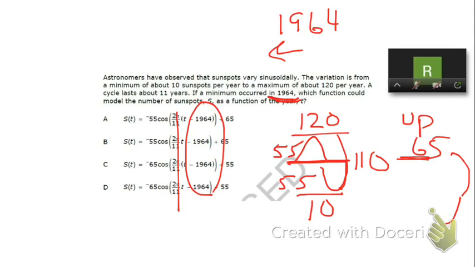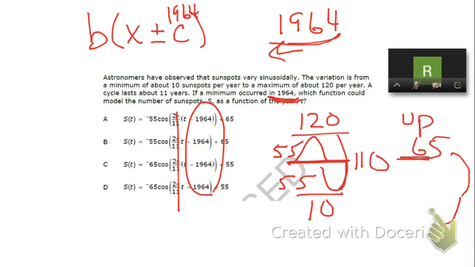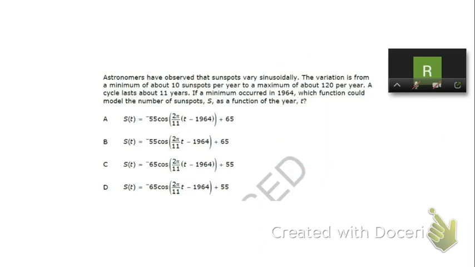But remember, it only is a shift if you have your Bx plus or minus your C. So the C here is 1964. It has to be inside parentheses for this to work. So, looking at these, there's only 2 with it inside the parentheses. So now you know the amplitude, you know the vertical shift. Now you just need to know which one of those are. It's easy and matched up now.